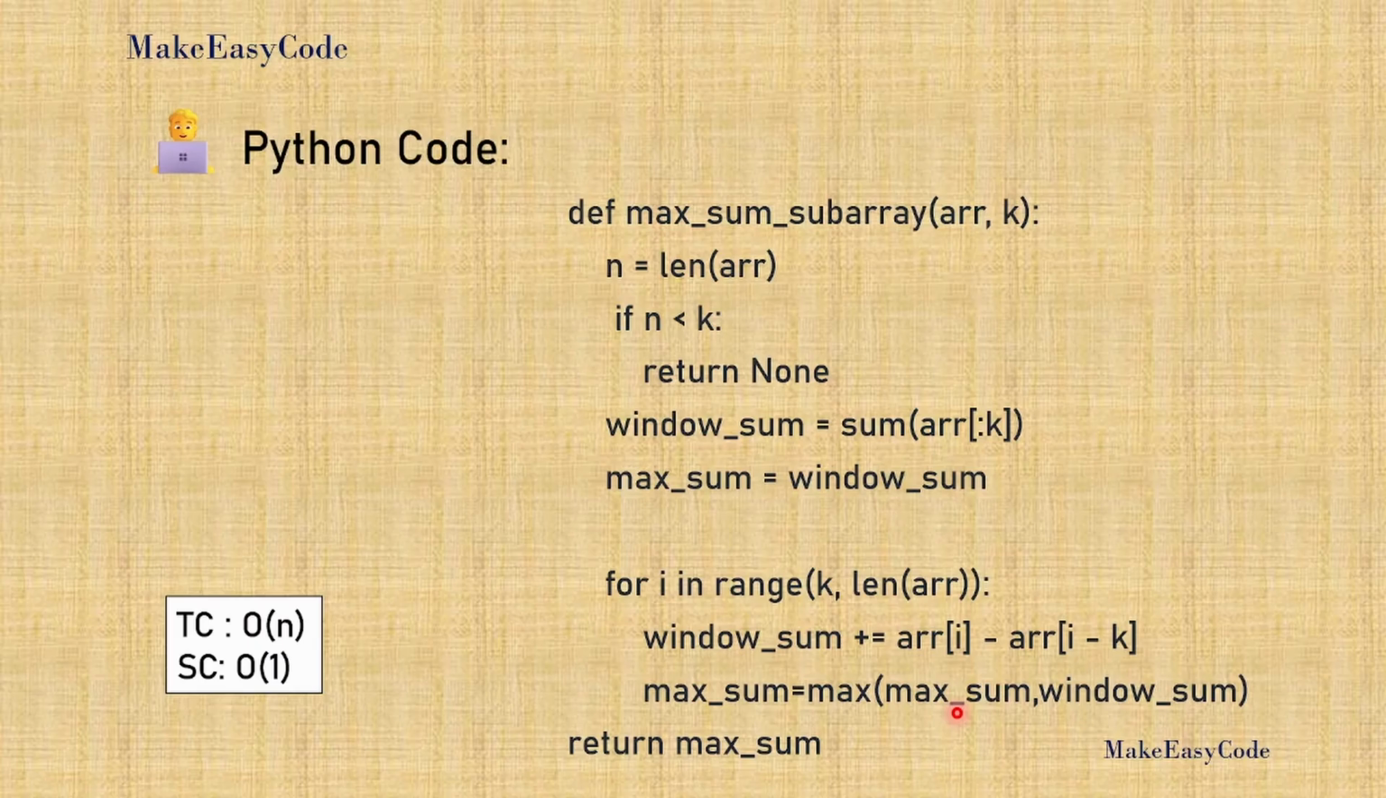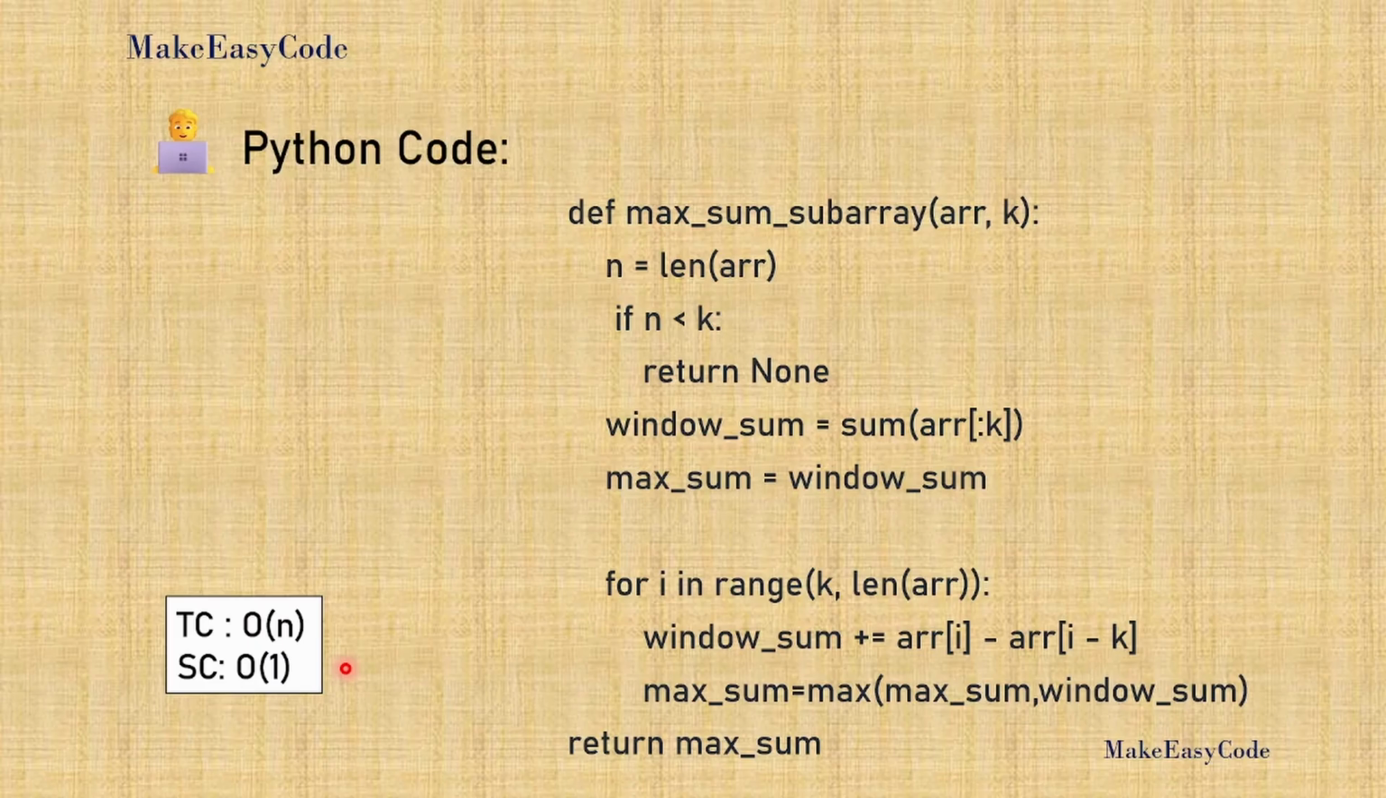Now let's talk about the time and space complexity of the solution. With the sliding window approach, we are traversing the array only once using a single loop. At each step, we remove one element and add one element to the window sum. So the entire algorithm is big O of n. And the space complexity here is big O of 1 because it takes constant space. Hope you understand the time and space complexity.